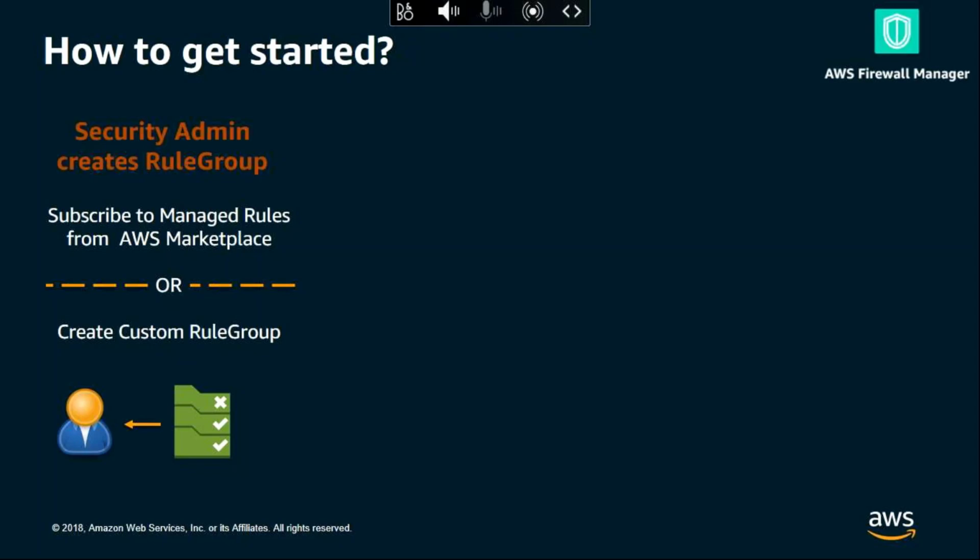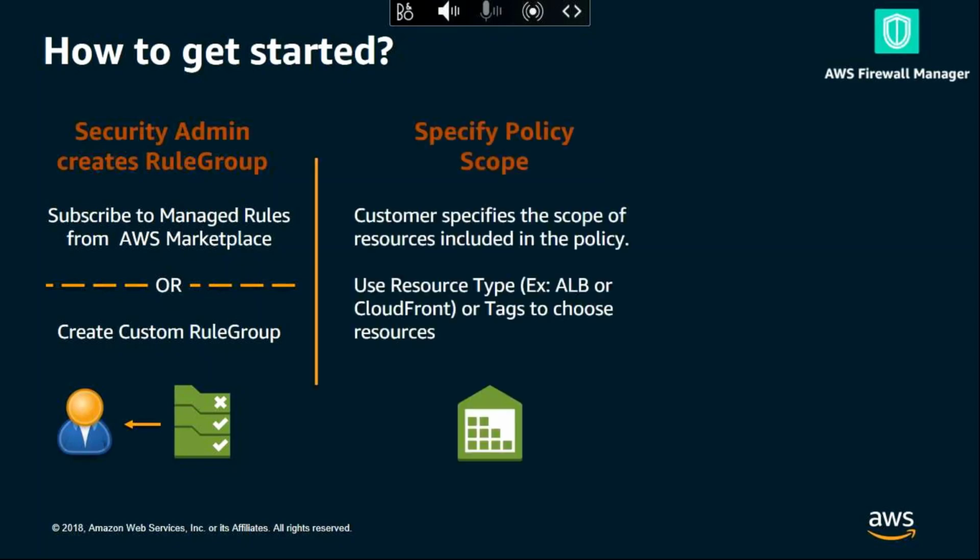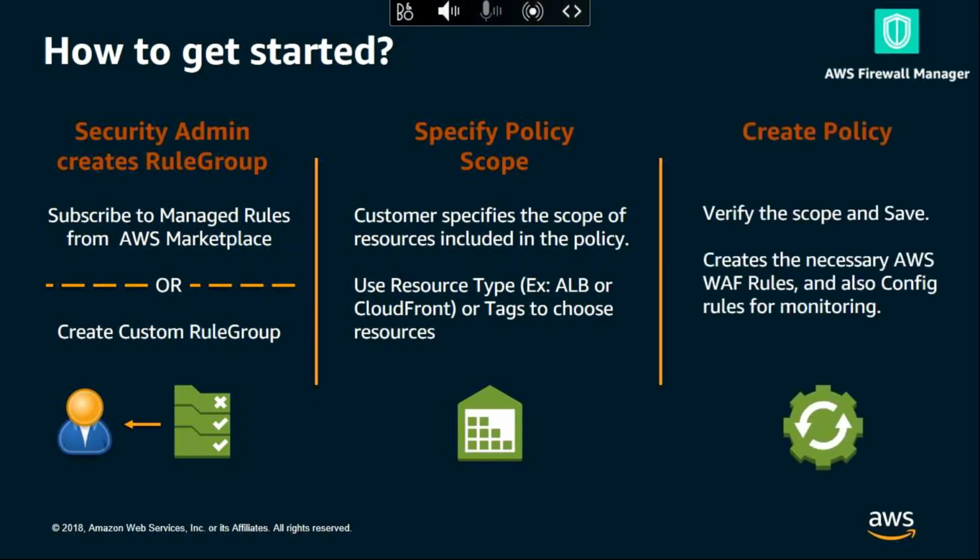So you identify a rule group that you want to use as part of the policy. You can create this as part of the policy as well. I'll show that to you in a bit. And then you specify the policy scope. Do you want to apply this to all your ALBs, all your CloudFront distributions, or maybe you want to further narrow it down by using tags and say apply or don't apply those to resources that have this particular tag. And lastly, we just create the policy after reviewing the contents that you created. So that's about how Firewall Manager works.